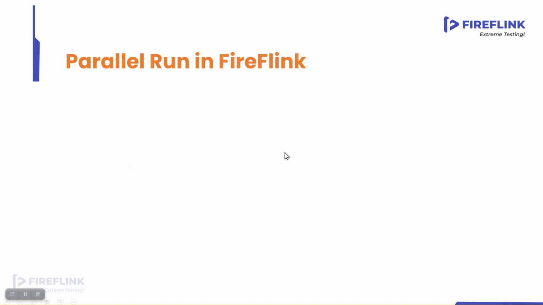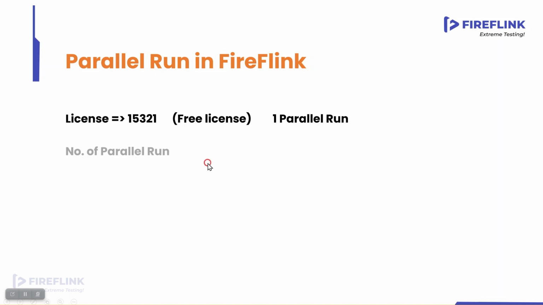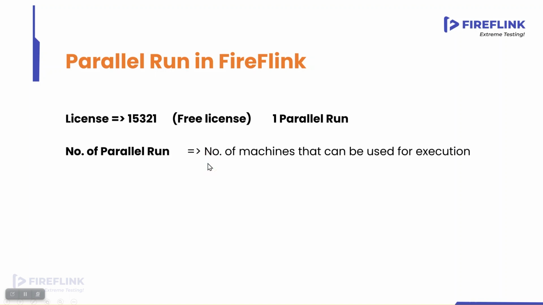Now let us understand what a parallel run is according to FireFlink. Now, when I say I have a FireFlink license and the license number is 15321, right? This is the license number and it's a free license. Whenever it is a free license, there will be one parallel run available. Okay, what do you mean by one parallel run? The number of parallel runs indicates the number of machines that can be used for the execution in parallel, right?